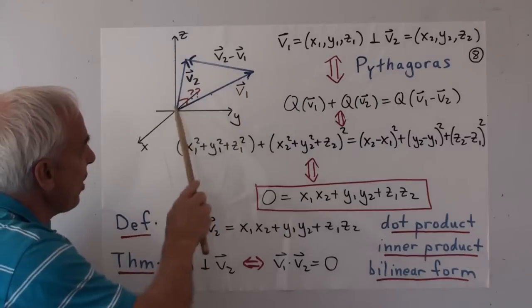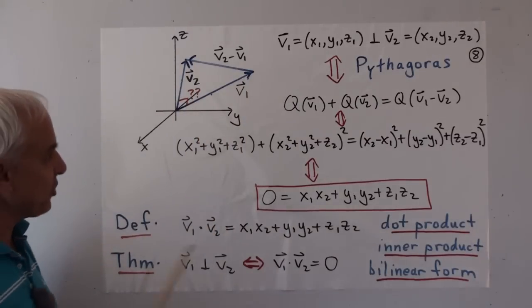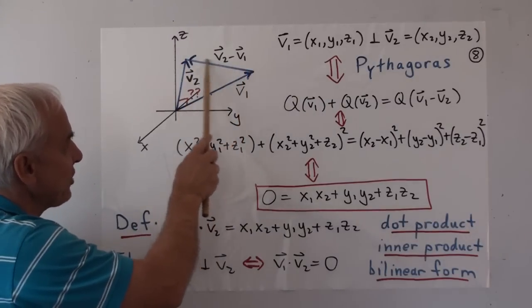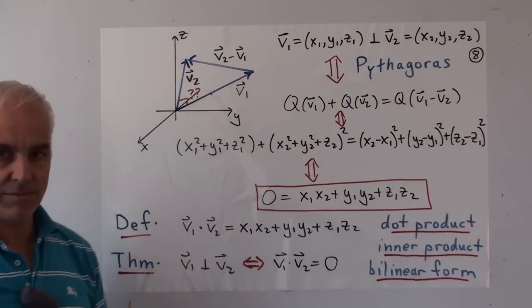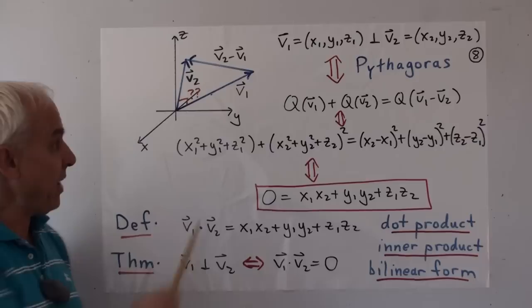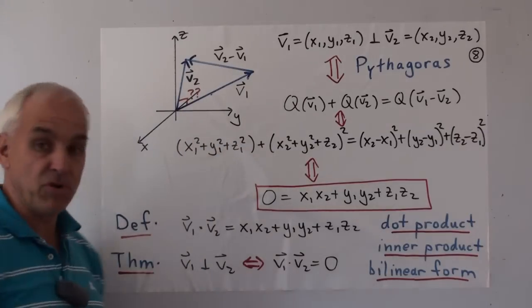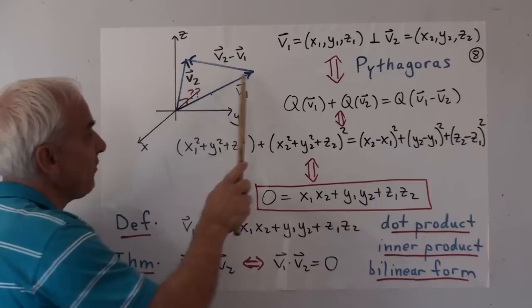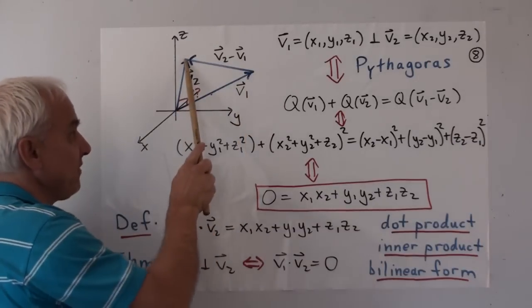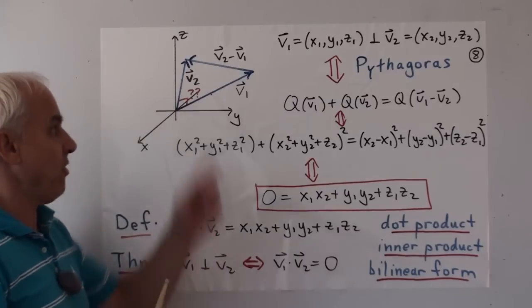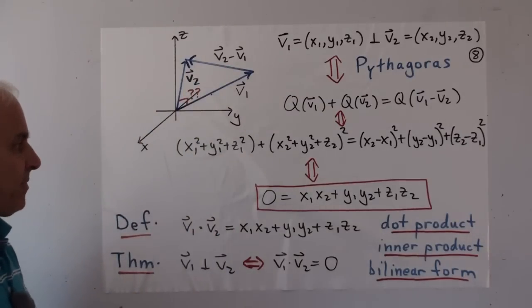Well, if we look at this triangle here, in vector form, if this one's v1 and this one's v2, then that vector will be v2 minus v1. And if we have perpendicularity here, then we expect that Pythagoras' theorem should apply to this triangle, which means that the quadrance of v1 plus the quadrance of v2 ought to be the quadrance of v1 minus v2, or v2 minus v1. It's the same.